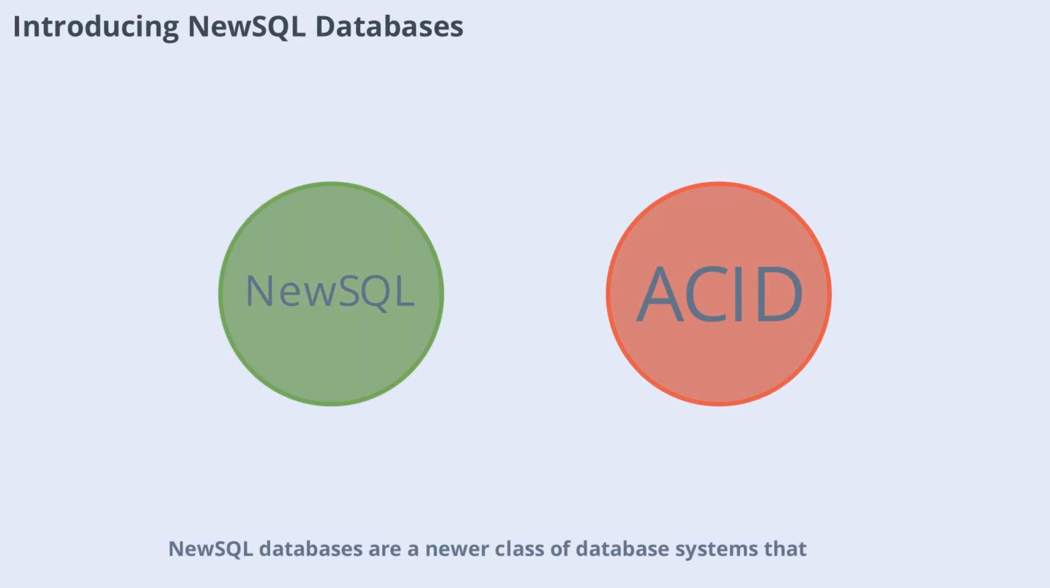NewSQL databases are a newer class of database systems that aim to combine the best of both relational and NoSQL worlds. They maintain the ACID guarantees and SQL interface of traditional relational databases, while offering the scalability and performance of NoSQL systems. NewSQL databases are designed for modern high-throughput applications that require both consistency and scalability. Examples include Google Spanner, CockroachDB, and VoltDB.